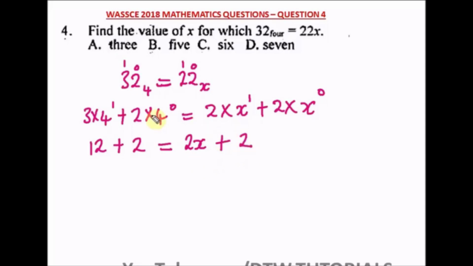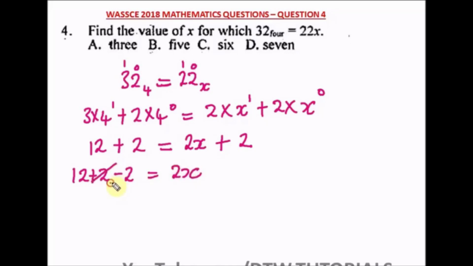Okay, so we can take all this, take 2 to this side, leaving 2x here. So we have this plus this. What would this give us? This will give us 14. Or should we just, let me just write this down. Plus 2. Then taking plus 2 to this side, we are going to have a minus 2 equal to 2x.